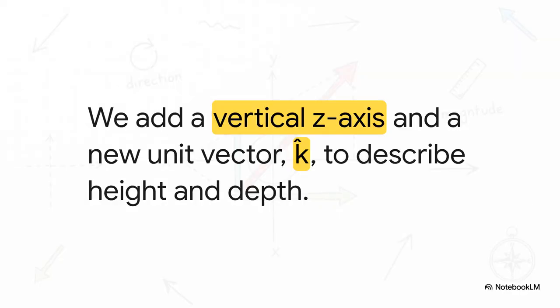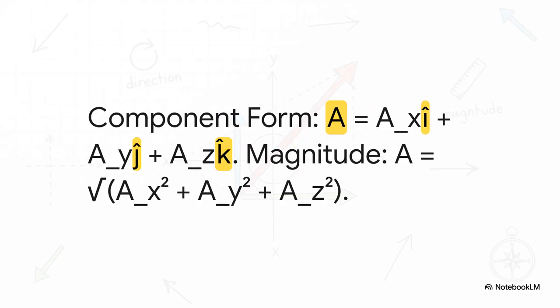It's incredibly easy. To go from 2D to 3D, all we do is add one more axis, the z-axis, which usually stands for the vertical direction, up and down. And with that new axis comes one more unit vector, k-hat, which just points in the positive up direction. Now what's so cool is how our formulas just extend.